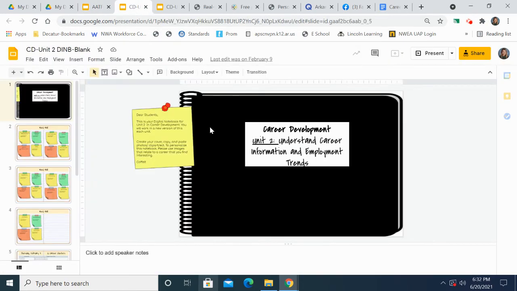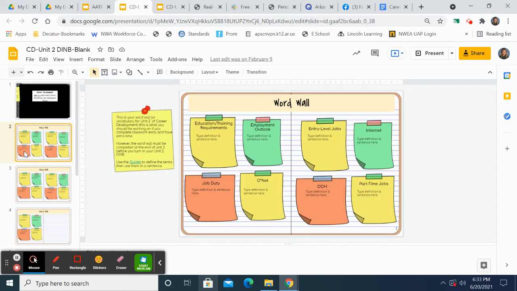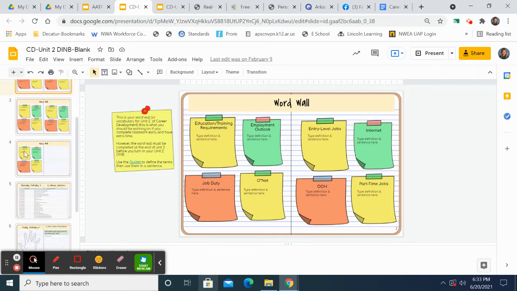Now, Unit 2, you can see this probably looks very familiar, but in this unit, I'm having students personalize their notebook cover using images that relate to a career they might find interesting. Once again, I'm getting to know my students a little bit better by knowing what careers they might be interested in by looking at their notebook cover. They have their word wall with their Quizlet, they're typing a definition in a sentence, and they're doing this in their own time once they finish their day's assignment.